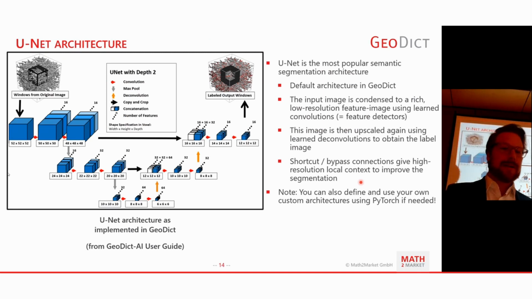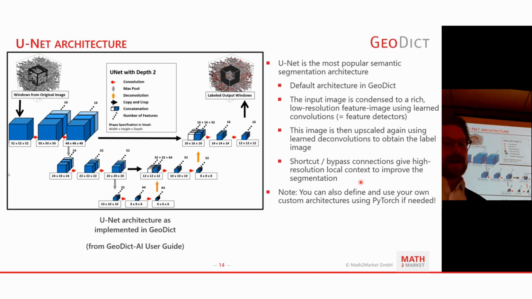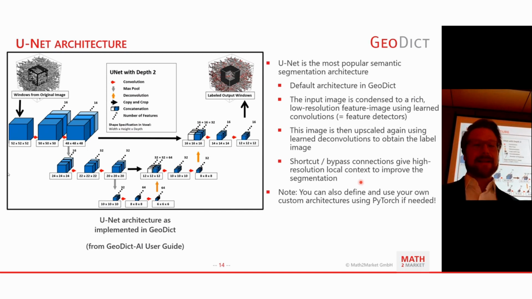So what we use in Geodict mainly is the so-called UNet architecture, which is pretty well known. I think it's by far the most famous image-to-image model.